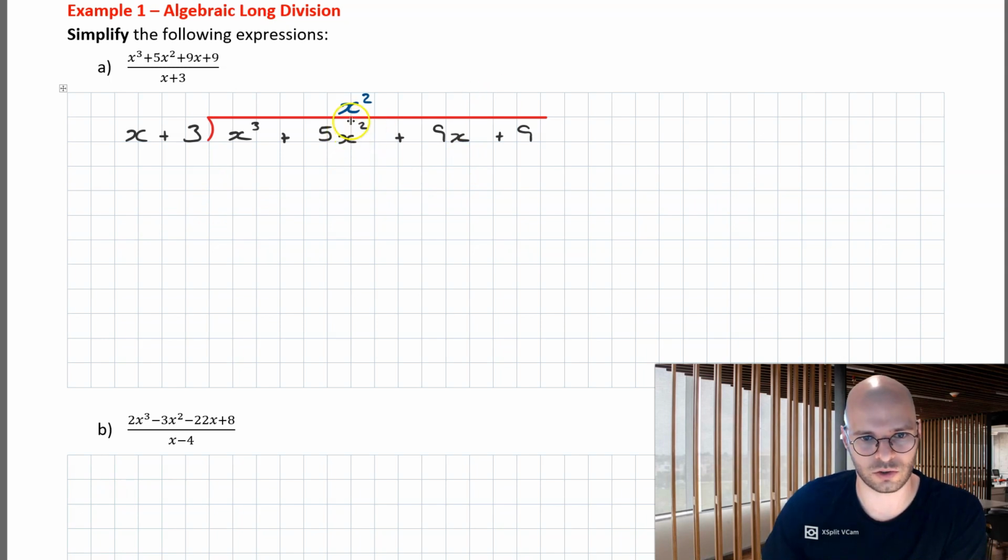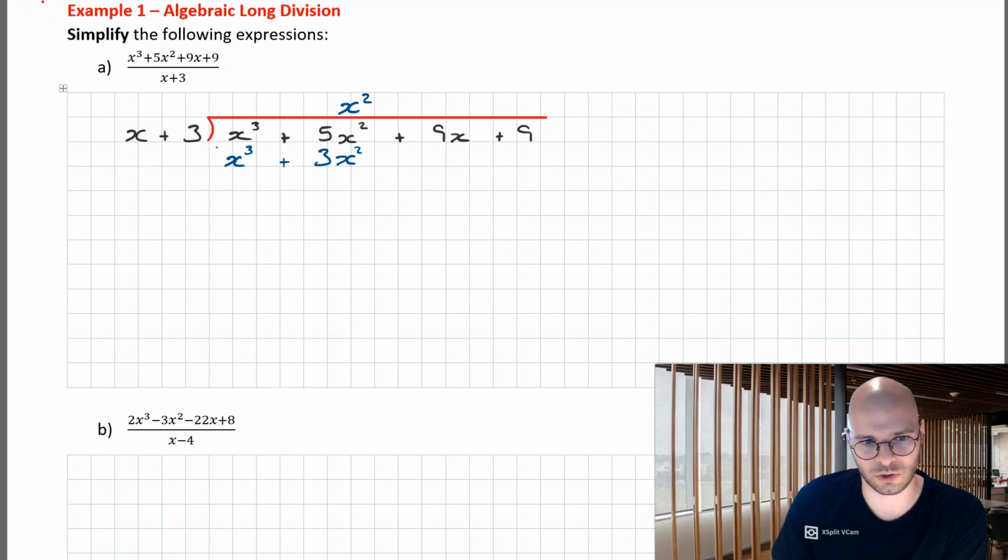Next, we're going to do multiplication. We have x squared up here and we multiply x squared with x, and that will give us x cubed. Next, we have a 3 over here and an x squared up here. Multiplying them together, 3 times x squared gives us 3x squared. There's our multiplication.